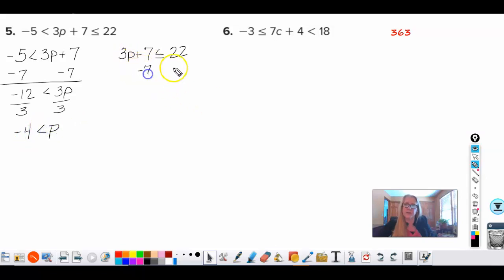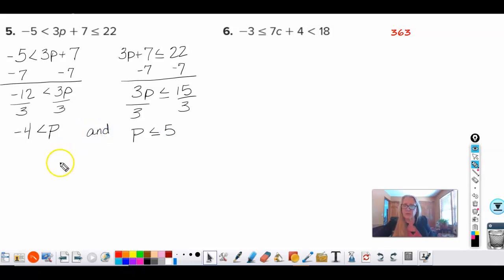Over here, I subtract 7 from both sides, same first step. That gives me 3p is less than or equal to 15. And then I divide both sides by 3. And that gives me p is less than or equal to 5. This is an and statement, as I told you. It can also be written as one statement.